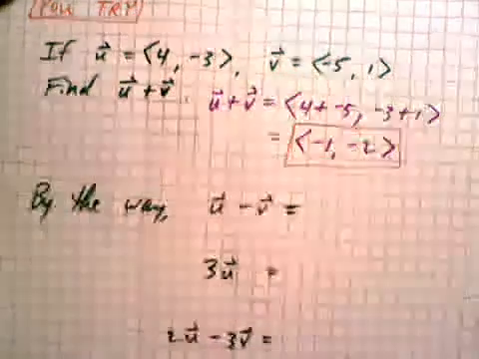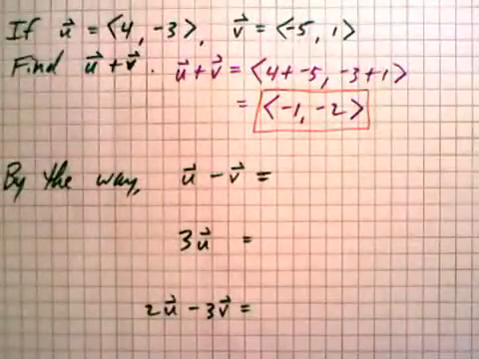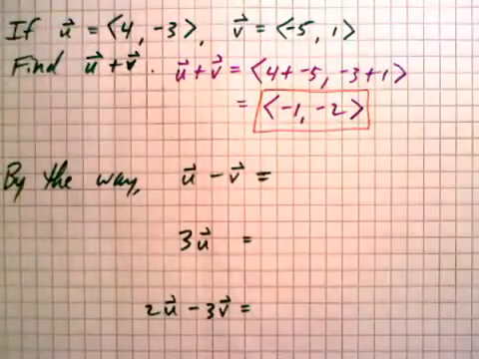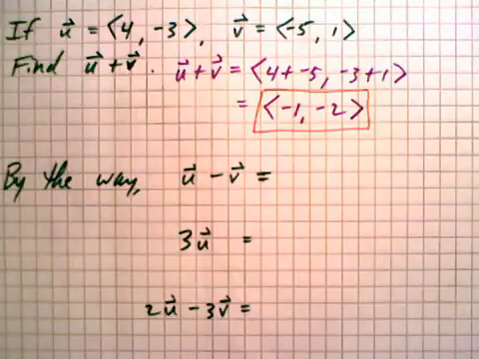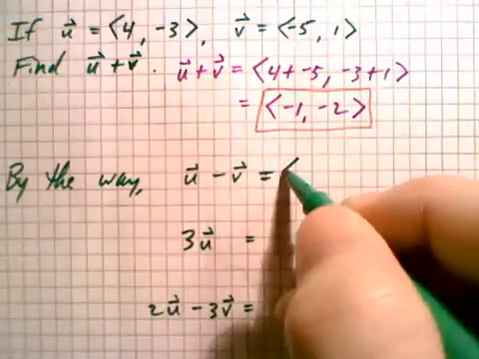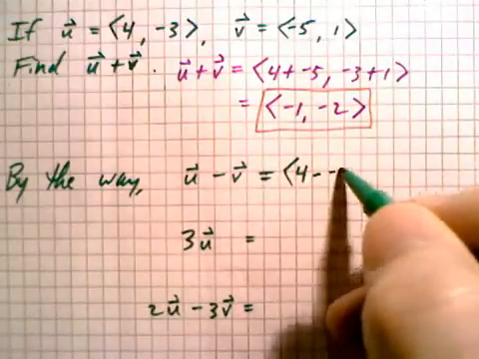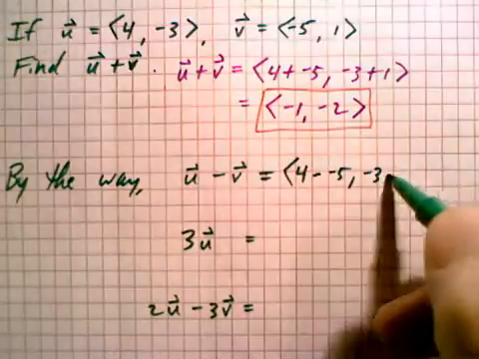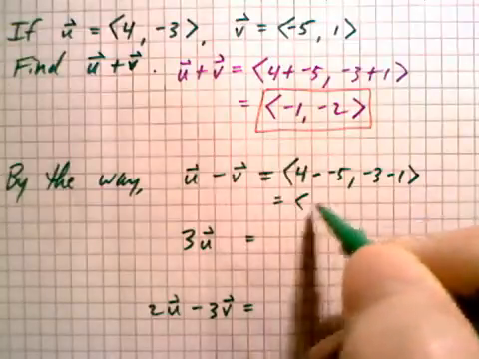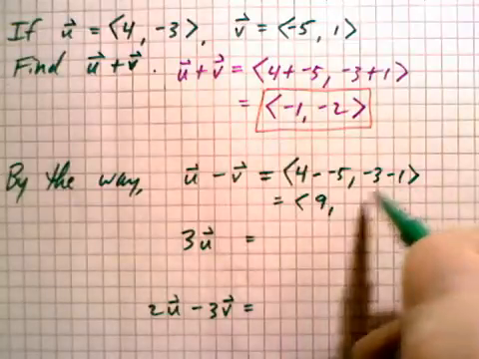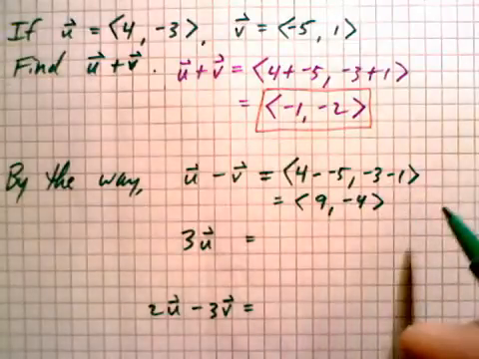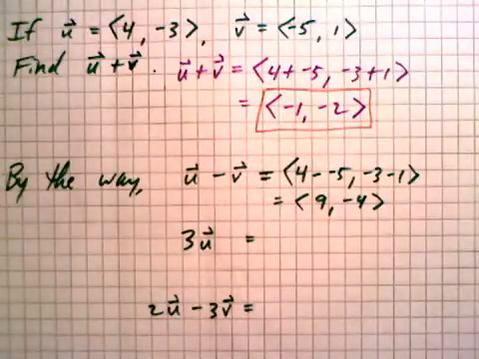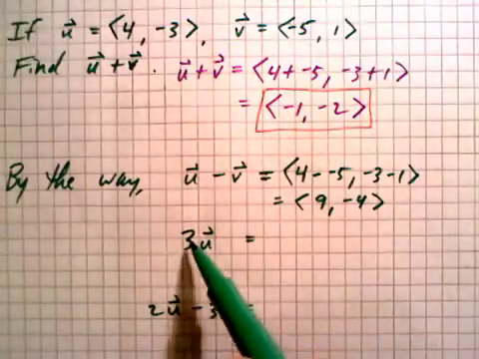Okay, and then another thing you can do is subtract vectors as well, as long as you subtract the corresponding components. And so u minus v would be equal to 4 minus negative 5, comma, negative 3 minus 1. And so we'd get the vector: 4 minus negative 5 is 9, and negative 3 minus 1 is negative 4.